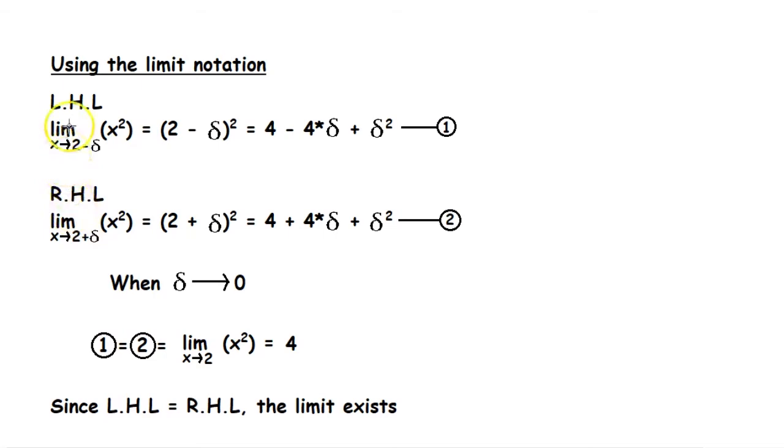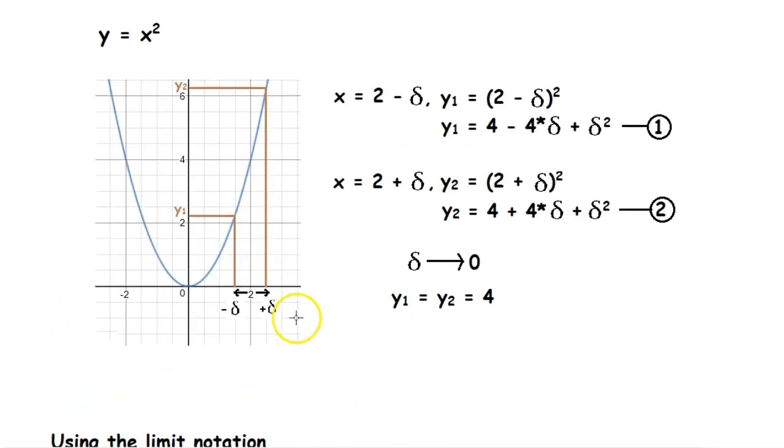So here, since the left hand limit and the right hand limit are equal when delta is deleted, it means that the limit exists. So basically what has happened here is that the x coordinate 2 minus delta is squeezed from left to right and 2 plus delta is squeezed from right to left. Similarly, y1 and y2 are sandwiched to 4. So this method of calculating limits is known as the method of squeezing.